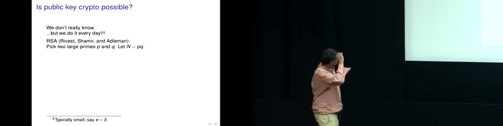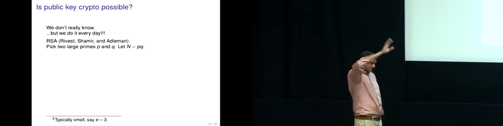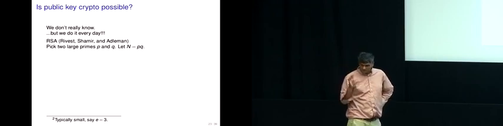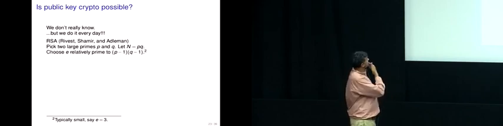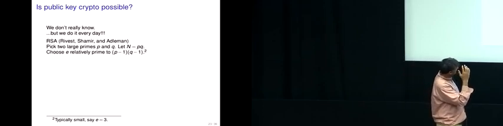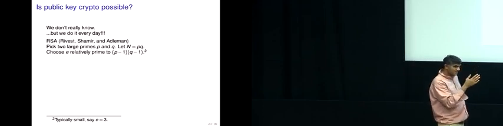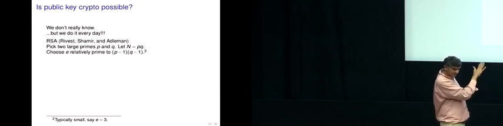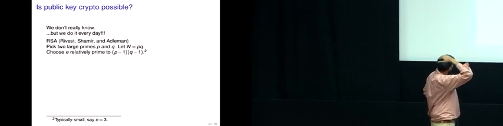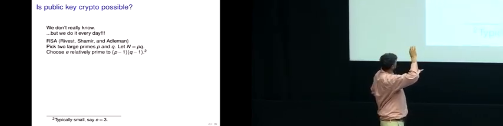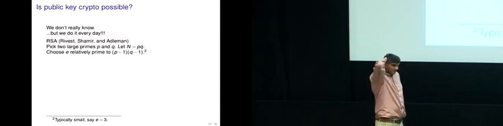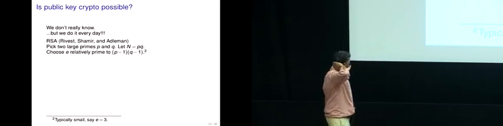So here's how you do it. You pick two large primes, P and Q, very, very large, hundreds of digits, and you multiply them together and get n, a big number n. Now you take P minus 1 and Q minus 1, which are relevant here from Fermat's theorem, but let's just say for now it's sort of arbitrary. Just trust me. You take some E, just a number, that's relatively prime to (P minus 1) times (Q minus 1).